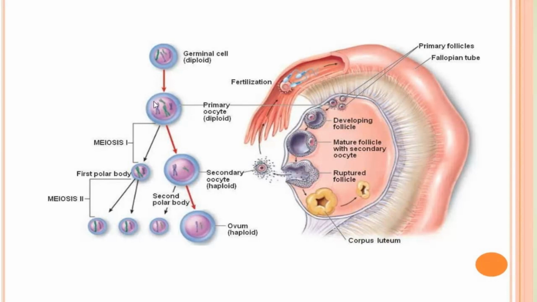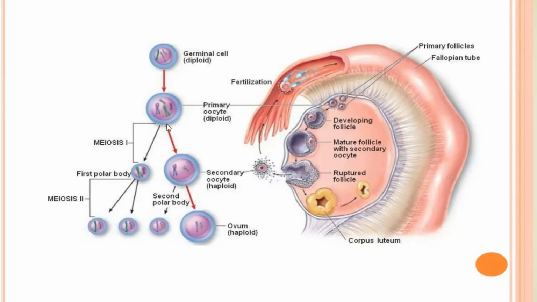The primary oocyte would then enter meiosis 1. And when they enter meiosis 1, they will produce one secondary oocyte, which is a haploid, and the first polar body. The polar body is a non-functional cell because it doesn't have cytoplasm. It has little to no cytoplasm. So this is non-functional. The secondary oocyte is the functional oocyte.